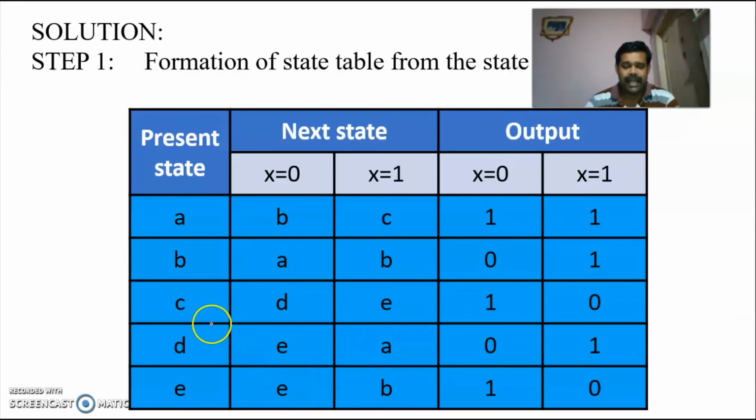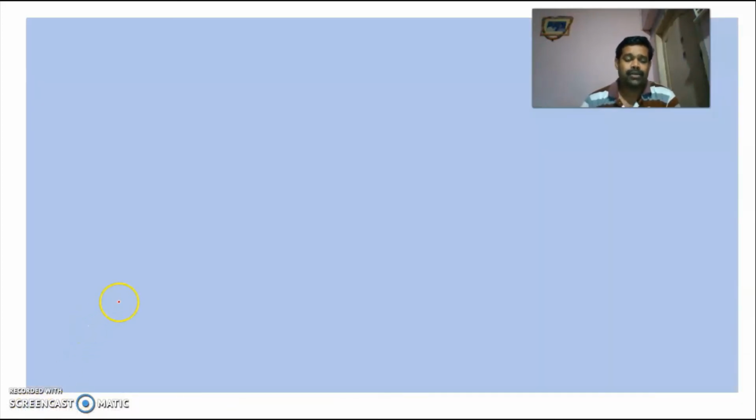Okay. Now C and D. No chance. Now D and E. So the first states are the same, but the second is different. So in this problem, there is no equivalent state and state reduction can't be done in this problem. Okay. So next you have to go for the transition table.